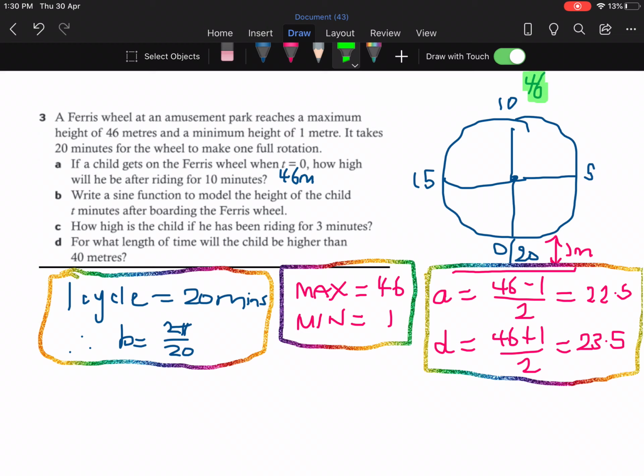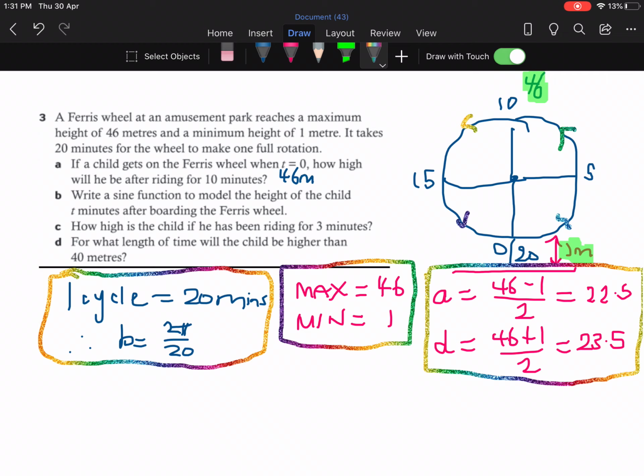And then it says a minimum height of 1 meter, so I've highlighted that here. So there's the 1 meter from the ground up. It then says it takes 20 minutes for the wheel to make one full rotation. So if it was to go along this way in the anti-clockwise rotation, you could make it go clockwise if you want. I've made it go anti-clockwise.